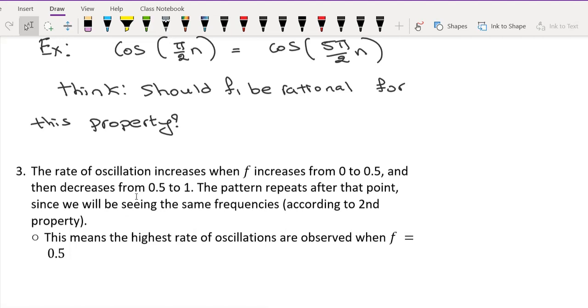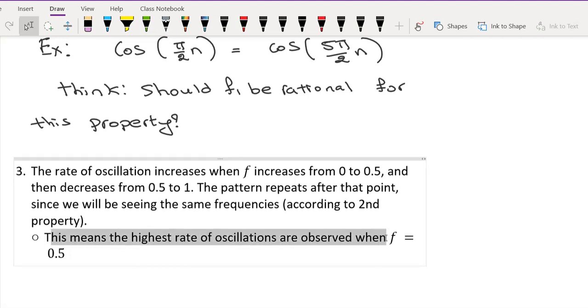Property 3: the rate of oscillation increases when f increases from 0 to 0.5 and then starts to decrease from 0.5 to 1. And then after that, it starts repeating because we are stepping by an integer. Note that this also means that the highest discrete frequency which we can observe is 0.5. The same frequency also happens at 1.5, but it's the same signal as 0.5, right? So that's why we say the maximum frequency is 0.5 for discrete signals.